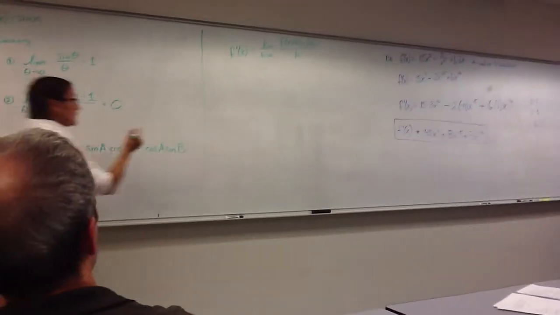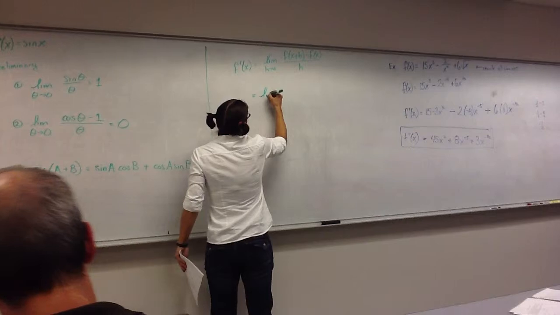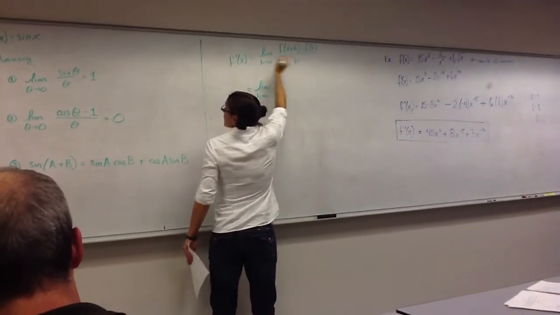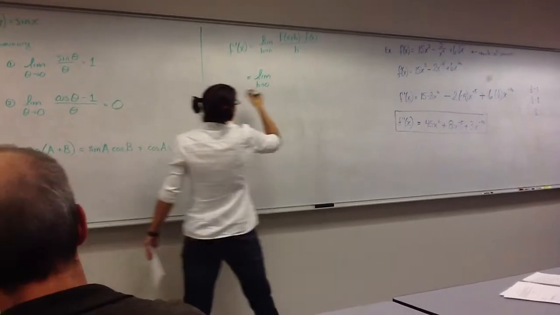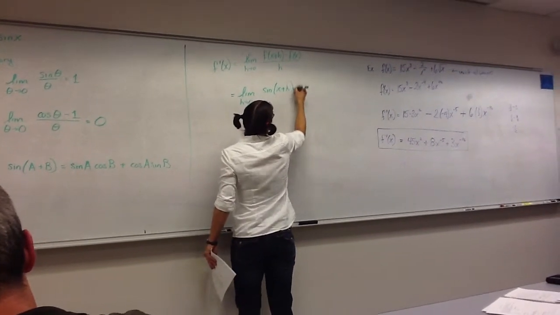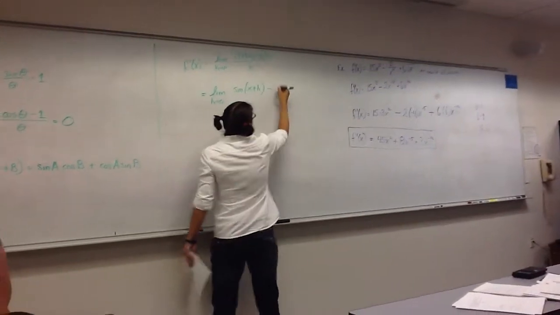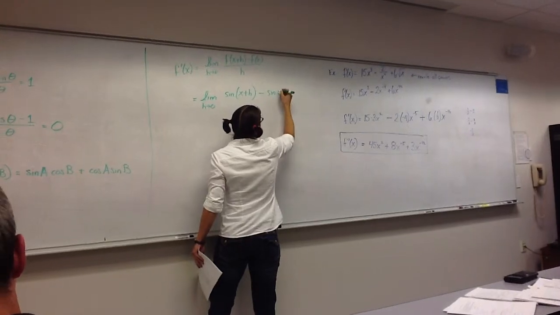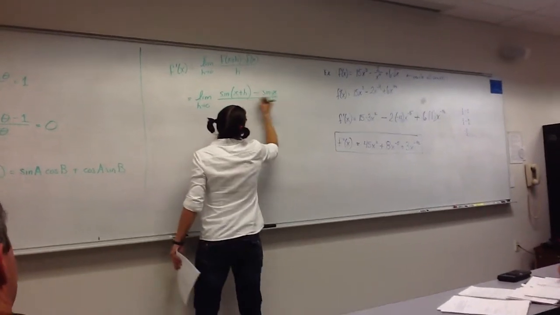All right, so pieces that we want to fill in. Well, I'll write down the limit as h goes to 0 of f of x plus h. Our function is sine x. Everywhere I see an x, I'm going to replace that with x plus h. So I have the sine of x plus h minus sine of x all over h.